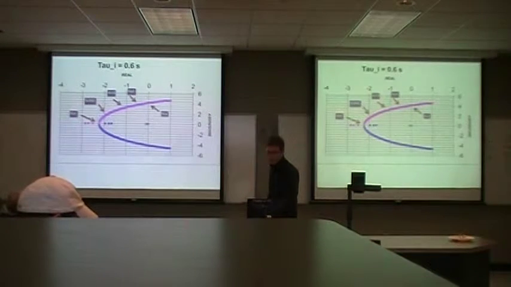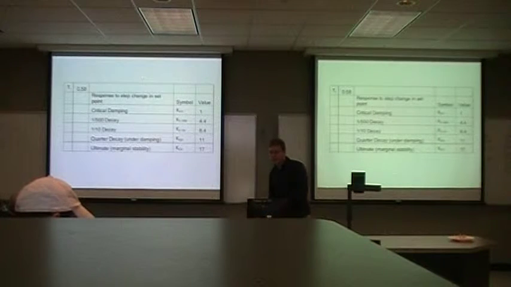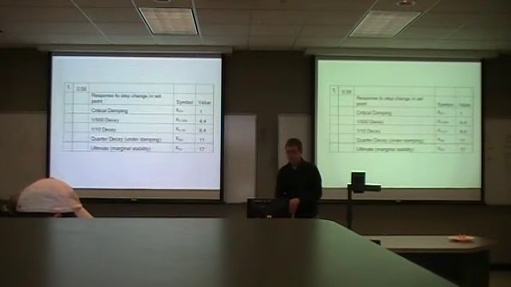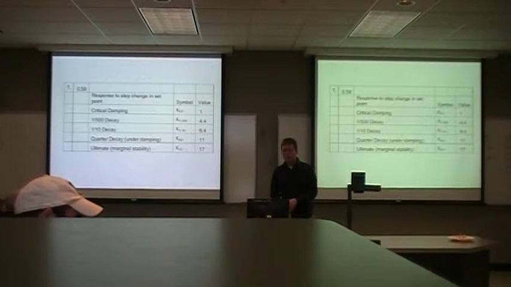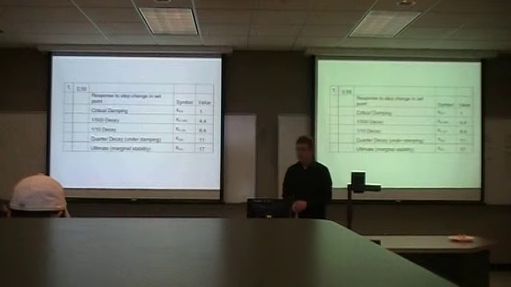Here is a tau sub I of 0.6 seconds. Very similar looking root locus. And here are the values from that. Critical damping is a value of 1, 1/500 decay 4.4, 1/10 decay 8.4, quarter decay 11, and ultimate 17.